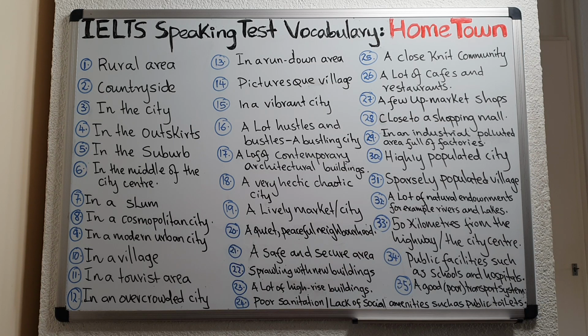Number 34, public facilities such as schools and hospitals. Number 35, a good transport system, or a poor transport system. So there you go.